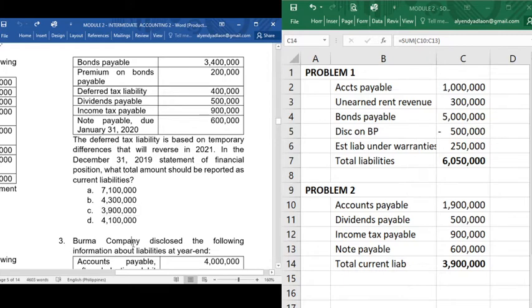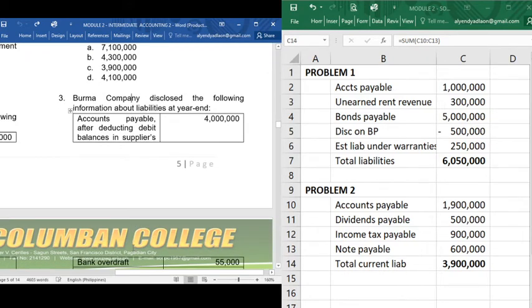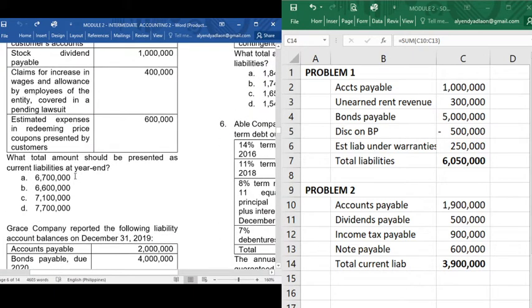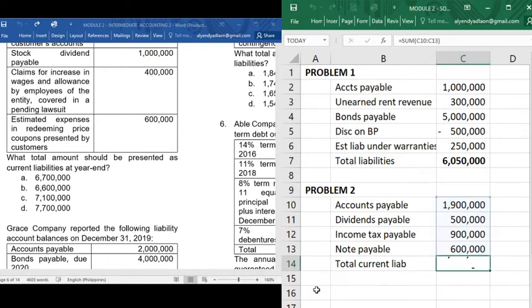Next, let's proceed to Burma Company. Burma Company disclosed the following information about liabilities at year-end. The question is, what total amount should be presented as current liabilities at year-end? So the question here is still, how much are the total current liabilities?